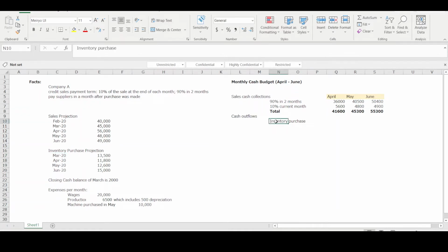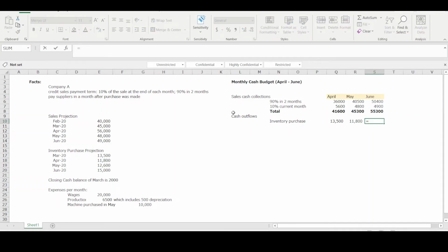So inventory purchase. In April, they're going to pay what they've bought in March, which is 13,500, because they're paying their suppliers in a month after purchase was made. So in April, they're going to pay what they bought in March, and in May they're going to pay what they bought in April, and then the same goes with June.